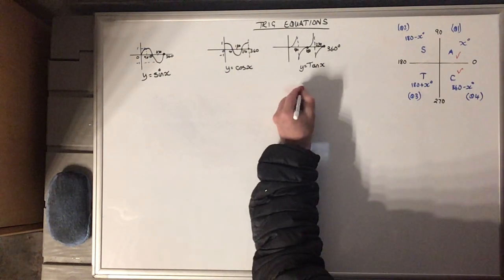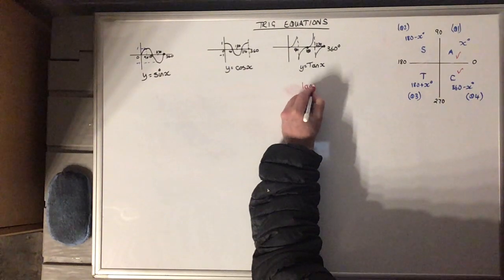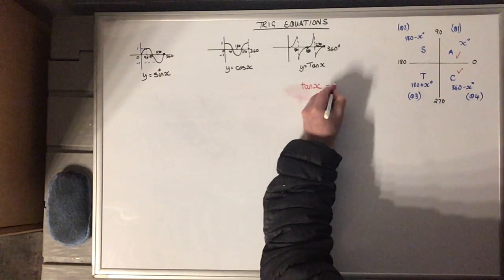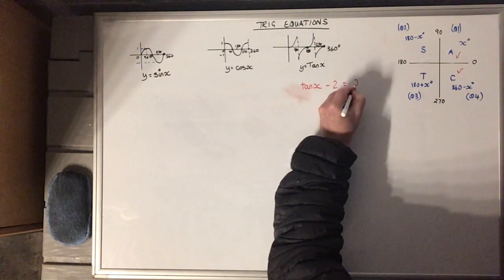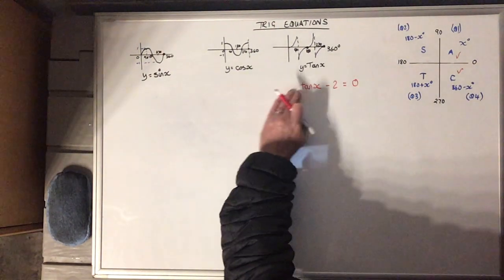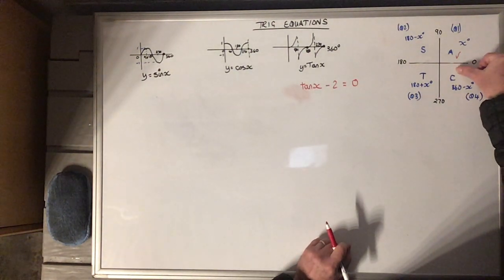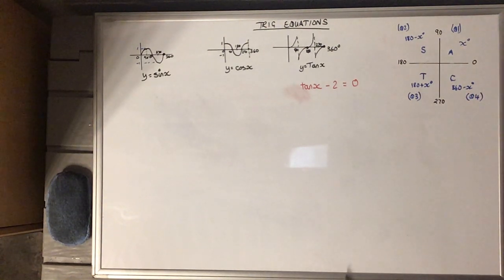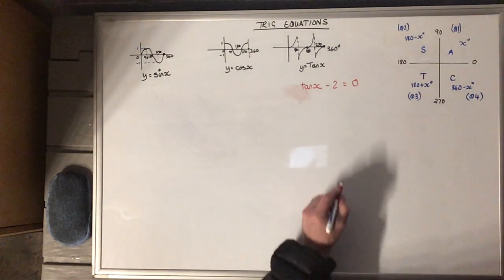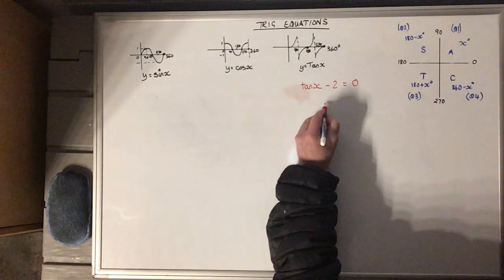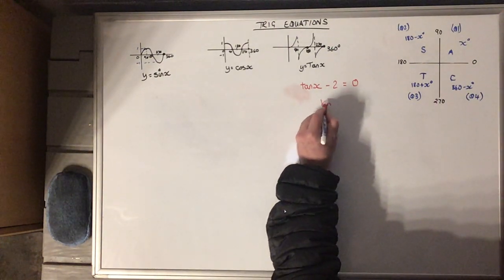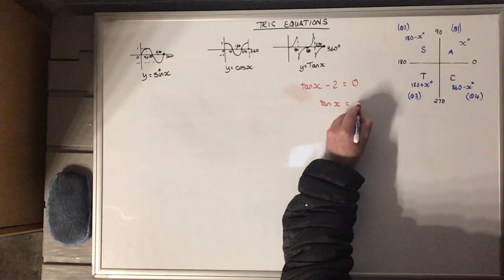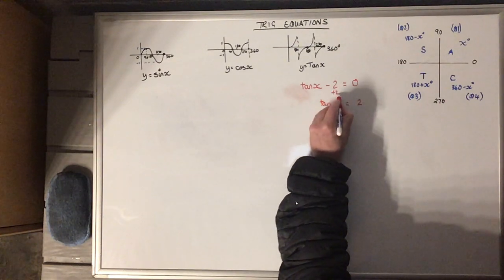Let's make it tan x minus 2 is equal to 0. So let's look for that one there. Just reset my CAST diagram. So rearrange it into tan x. Adding 2 to both sides, we're left with tan x is equal to 2. That's me just adding 2 to both sides.